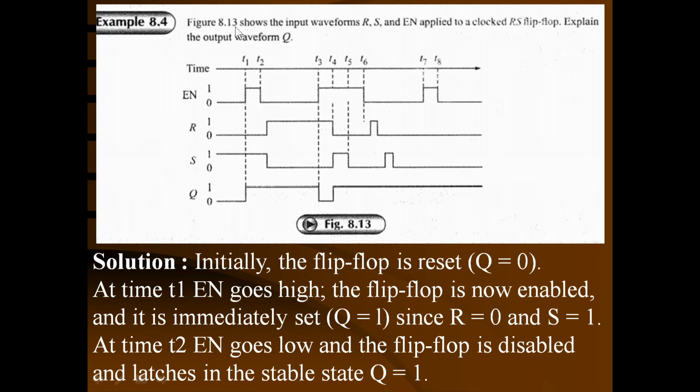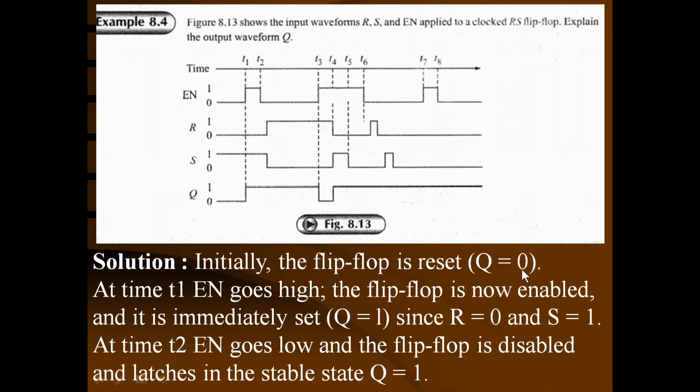Figure 8.13 shows the input waveforms R, S and enable applied to the clock RS flip-flop. Explain the output waveform Q. Now, for the initial condition, if it is not given, always take that the output is in a reset condition. That means the output has stored a 0 prior to the time t1. Prior to the time t1, enable is low. That means whatever R or S may be, it remains in the last state. And the last state, that is the initial state, we will consider Q to be 0 and Q bar to be 1. So the flip-flop is already reset.